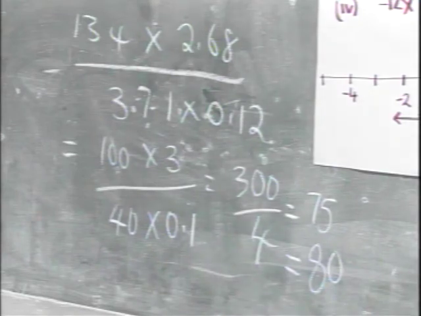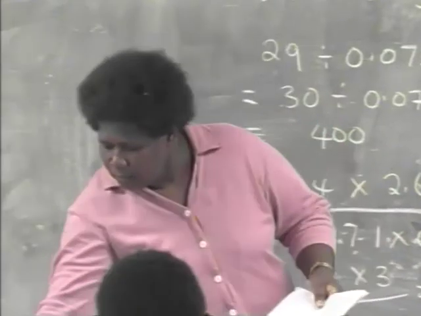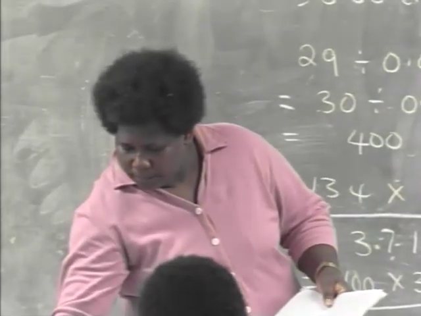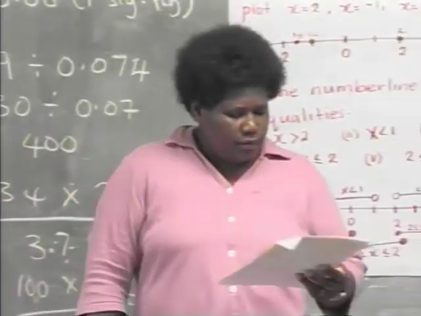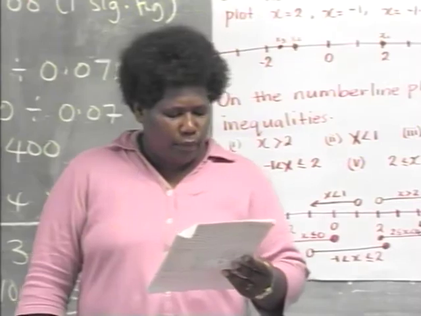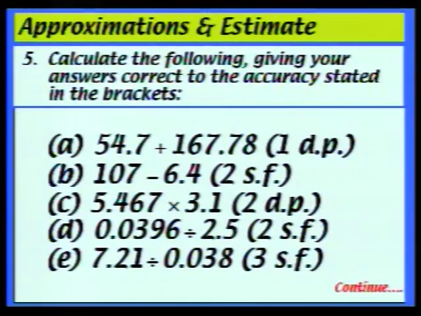Is there any other mistake I made on that exercise? No? Okay, we now have to go on to the exercise you were given for homework. Question 1, 54.7 plus 167.78 to one decimal place.